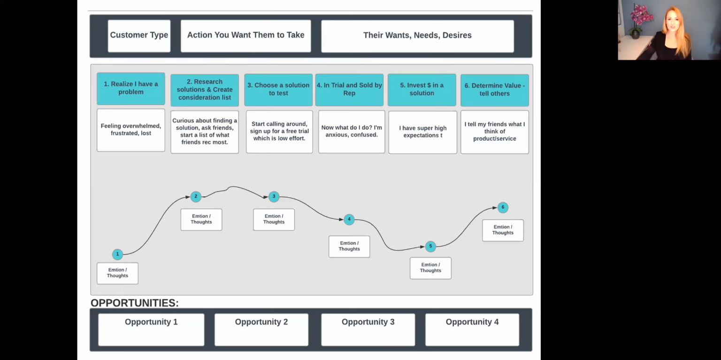So the customer journey map is a really fun exercise, can be super simple to do and extremely powerful for your business. I hope this chart from Lucid Chart helps you out.